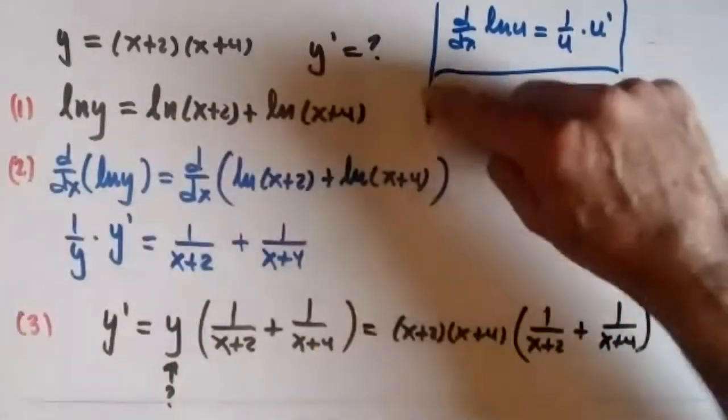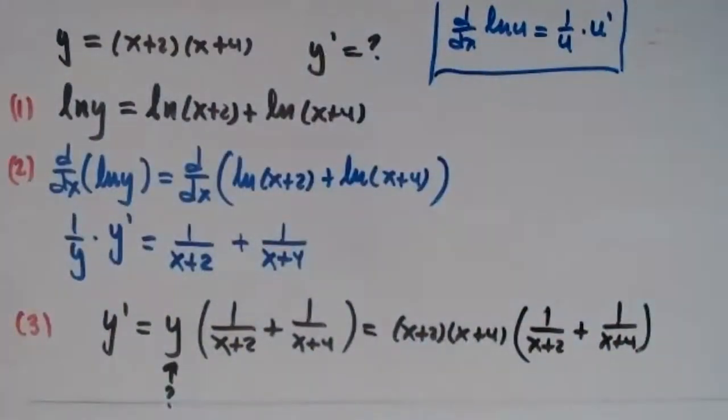Y prime is going to be equal to the last part, starting with x plus 2 times x plus 4 times the derivative. Correct. Yes, it's just this one. It's because you get this one, you see, right here. So 1 over y times y prime. So I multiply everything times y, and I get my final answer.